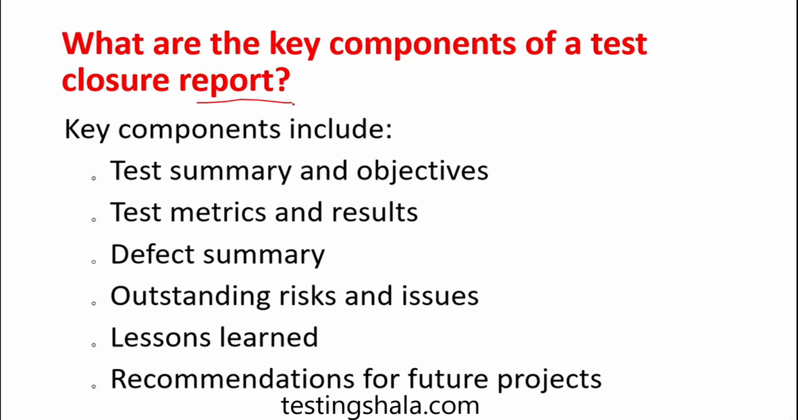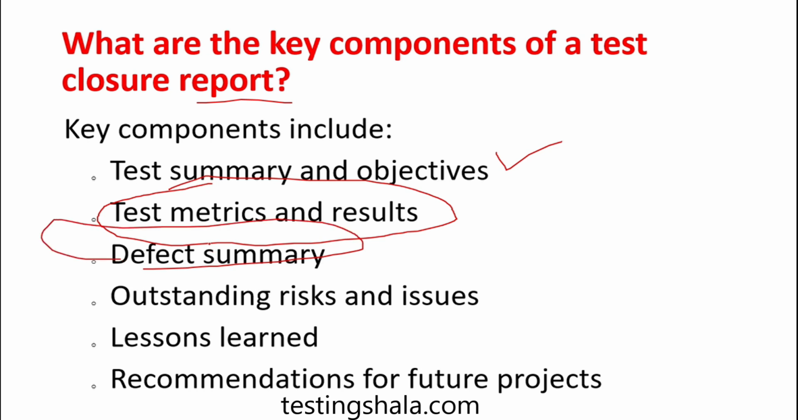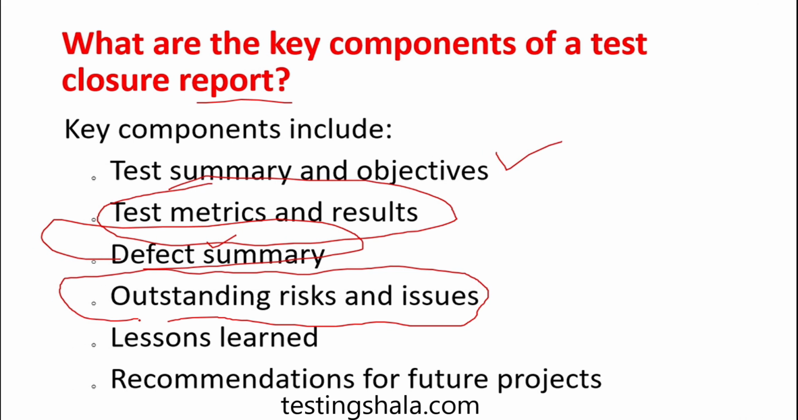What are the ingredients of the test closure report? That is the question here. In the test closure report, we document the overall test summary and objective, as well as all the test metrics which we identified earlier or agreed upon. Those metrics have to be displayed in this test closure report along with their results, and the overall defect summary as well, like how many major, how many critical, how many minor or trivial, and so on. Based on that, stakeholders can take a stand on whether we can release the product or not. And from a test lead or test manager perspective, you should also document the overall risks and issues when we are trying to close a testing project.